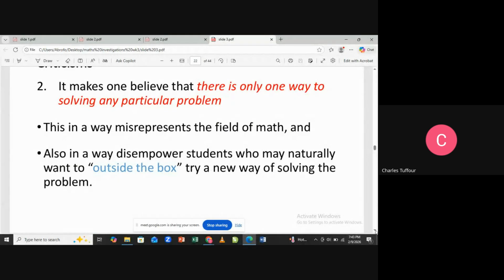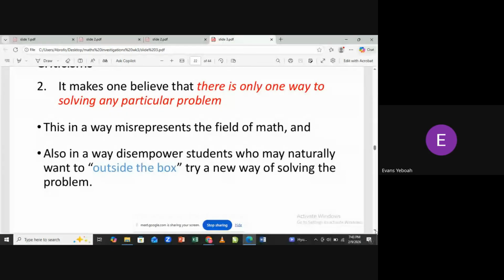This in a way misrepresents the field of maths, and also in a way disempowers students who may naturally want to think outside the box, or go outside the box, and try a new way of solving the problem. You bear with me that I don't know whether all of us are in a classroom. At times, having deduced your own method, you want students to use it; that is teaching for problem solving. We are deducing the formula. We want them to use it. These students will put your formula aside and go by their own formula, and they will get the same answer. Have you ever witnessed such instances before?